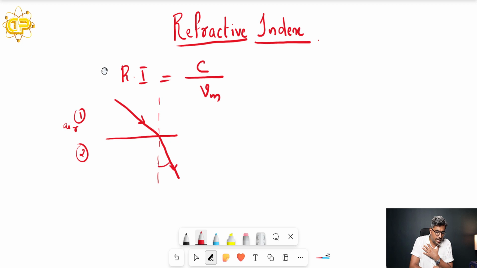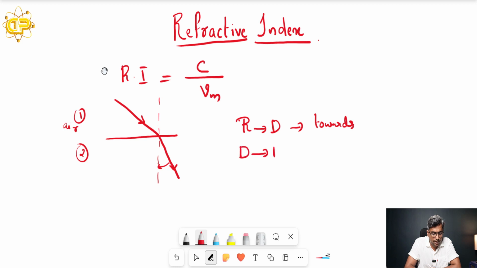This bending can be towards or away. So the principle goes like this: when light moves from a rarer medium to a denser medium, the light bends towards the normal. And when light moves from a denser medium to a rarer medium, the light moves away from the normal. So this is the principle behind the bending of light and the refraction process.